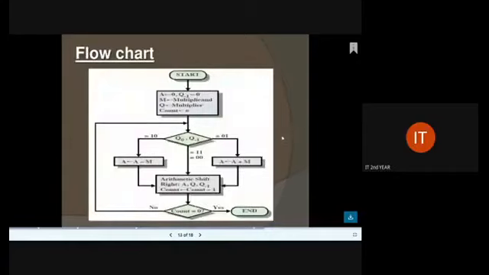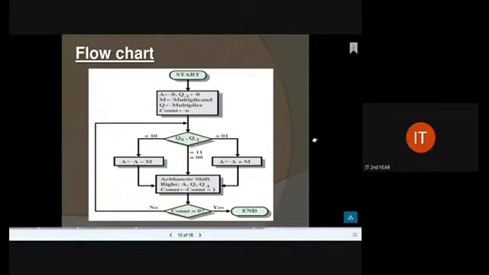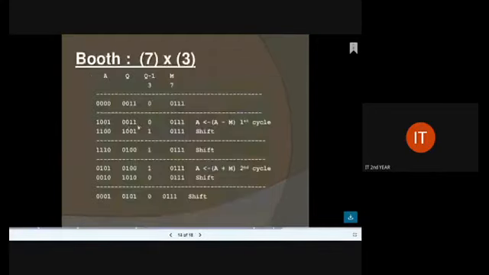So the q naught value and q minus 1 value we are going to check. If the q naught and q minus 1 value is 1 0, then here also we are getting those values. If both the values are 1 and 0, then we will make A tends to A minus M. Okay, so after that, we just move on to the shift register. So we are just shifting right.